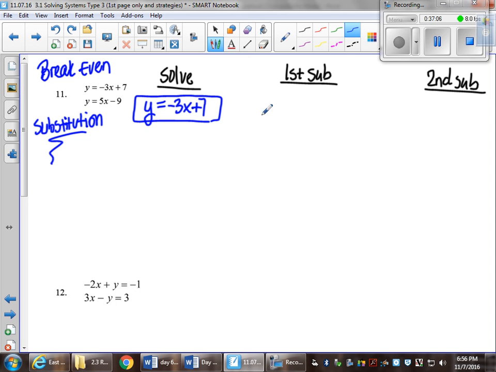First sub, what equation did you not use yet? The second one here, so y equals 5x minus 9. The rules don't change. This says y equals. So where I see y, I will be substituting in negative 3x plus 7. Bring down the rest. And we now need to solve this. This is a negative. We need to solve for x.